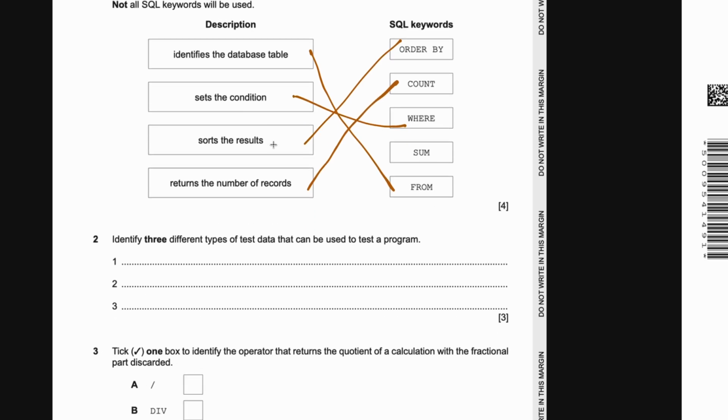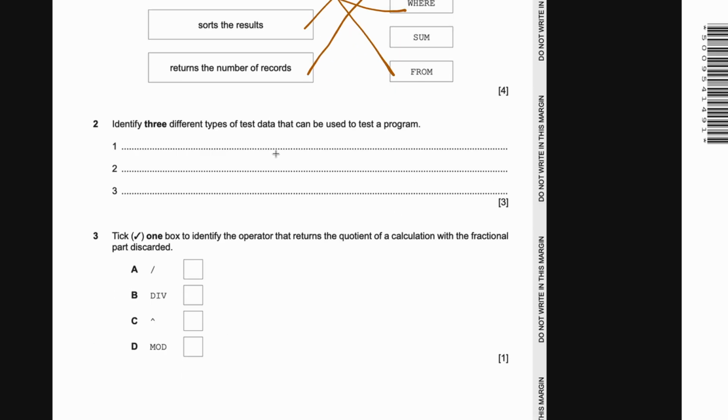Okay, question 2. Identify 3 different types of test data that can be used to test a program. So we have firstly normal test data, right? We have abnormal, which is basically false. We have extreme and boundary on the bounds.